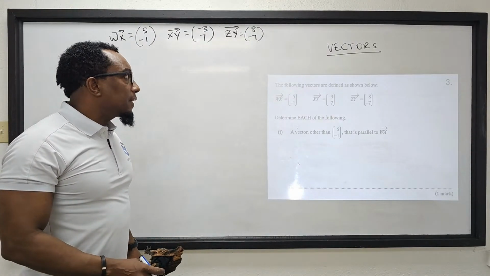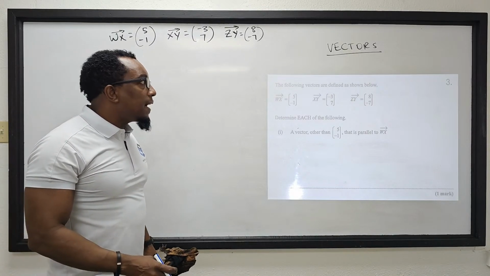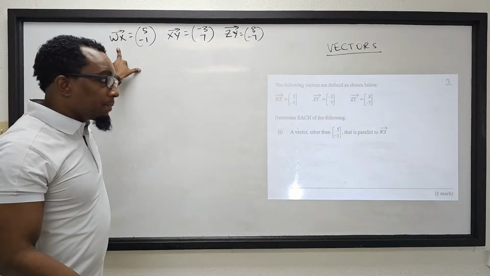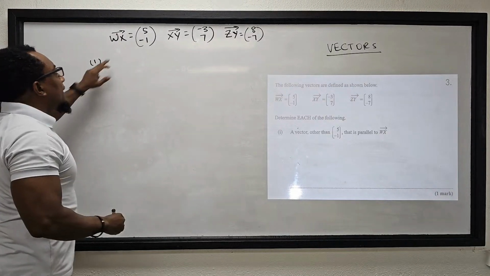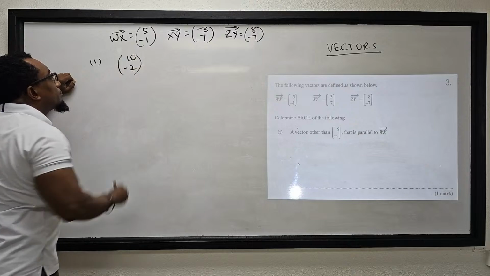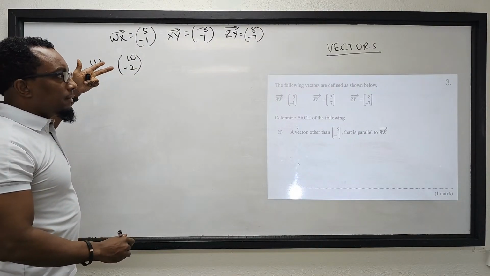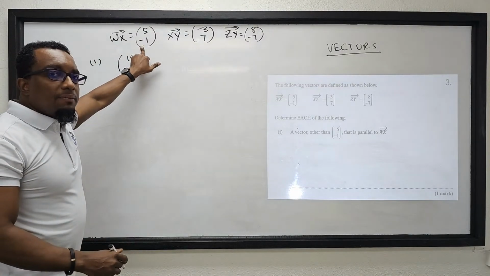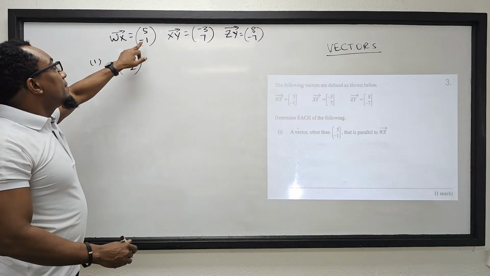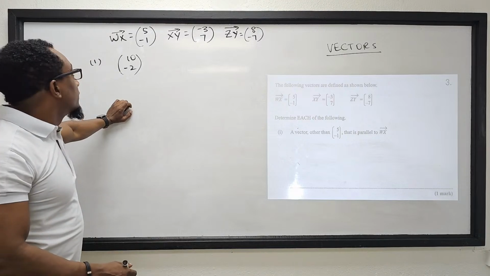One, a vector other than 5, negative 1 that is parallel to Wx. A vector that's parallel to Wx could be a vector with magnitude 10, negative 2. It means this vector will be twice that vector. If I multiply 5, negative 1 by 2, I get 10, negative 2, which shows there's a proportional relationship.